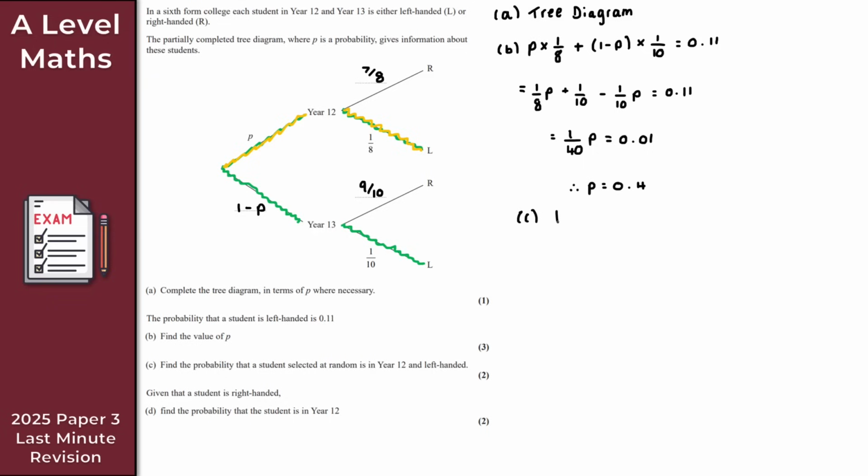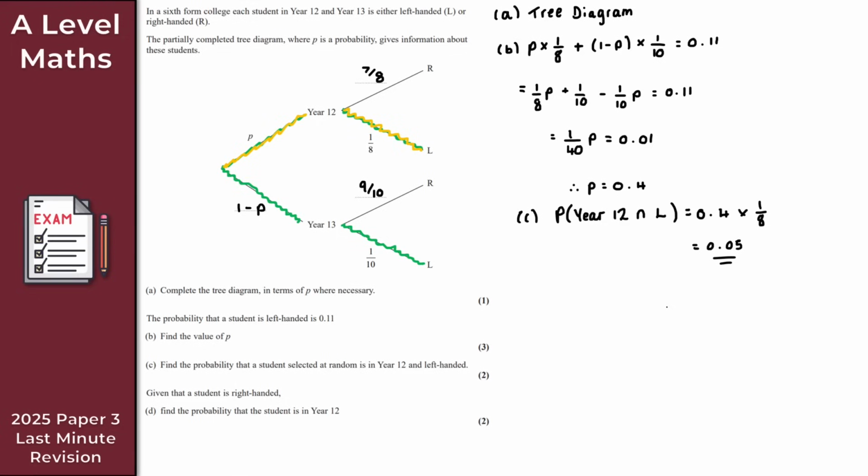So probability in year 12 and left-handed. So it's year 12 union L here. That is, it's going to be p, which is 0.4, times by this probability here of 1 over 8. And if we evaluate this here, what we get then is 0.05. Perfect. Good stuff there. Okay.